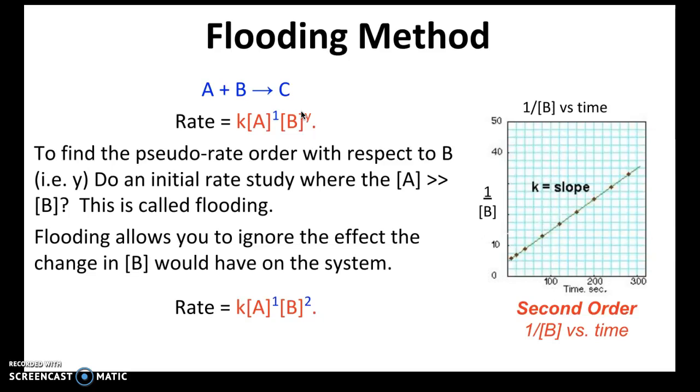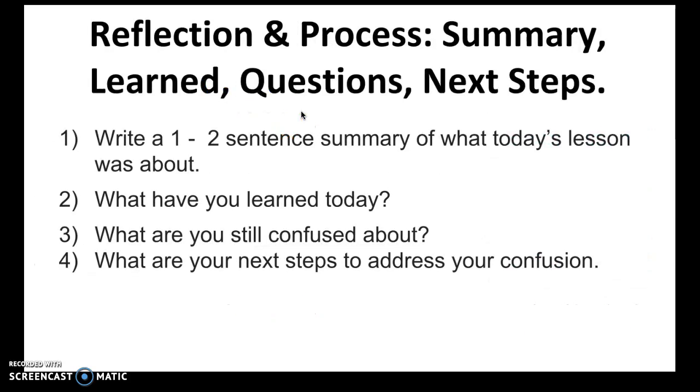In this case, 1 over B gives us a linear plot with a positive slope, so then that gives us our order for B. All right, so that's it. This is a good time to reflect and summarize what you've learned.